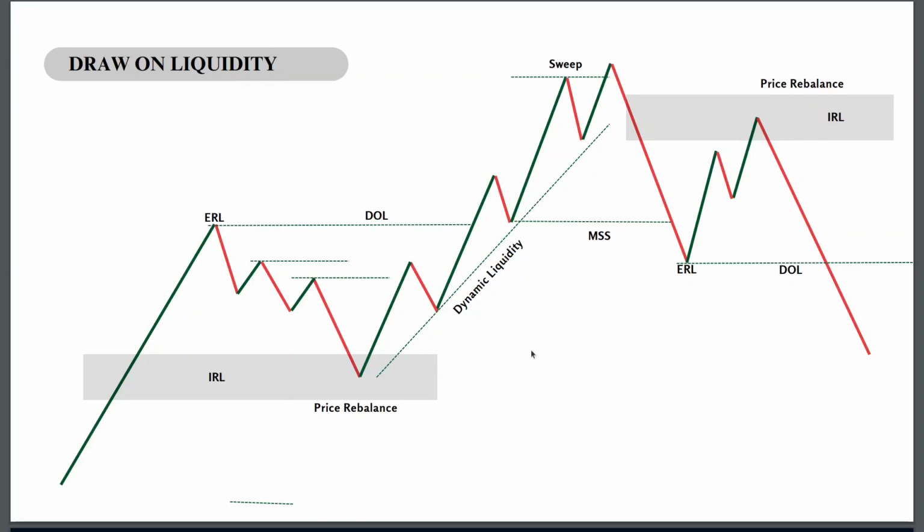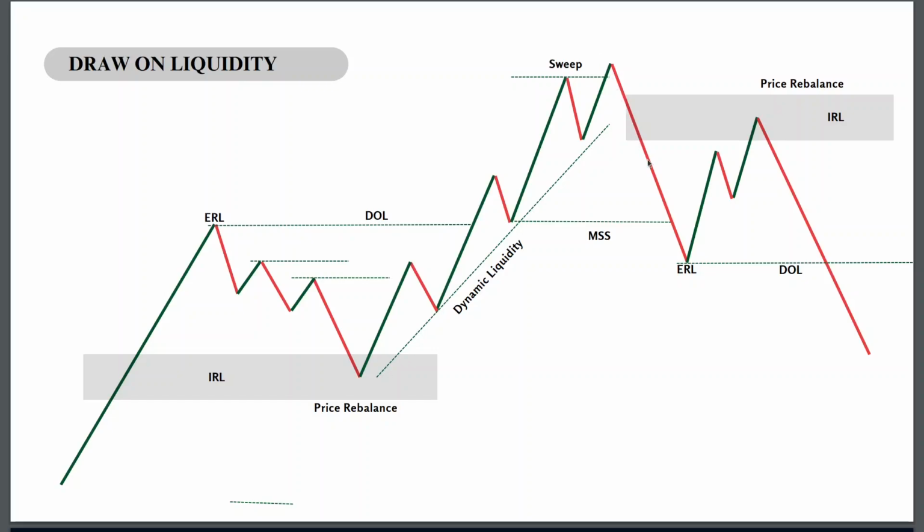So actually, market moves from external range to internal. When market moves, it seeks to rebalance the inefficiency, and when market rebalances the inefficiency, it gravitates and takes the external range liquidity. The market moves to take all this liquidity here, and here we have a sweep, not a valid break of structure.